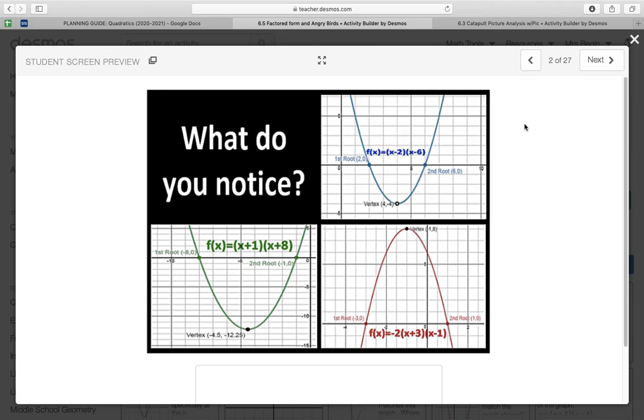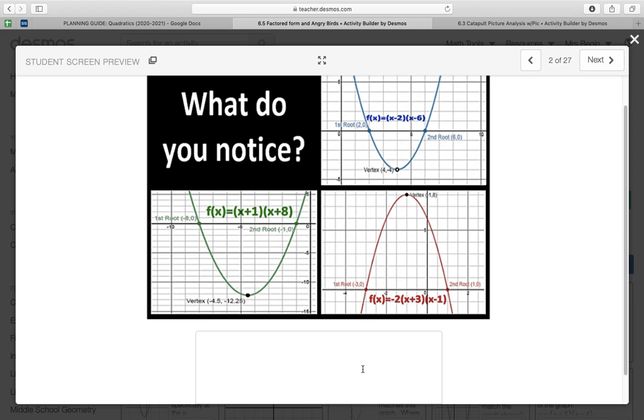We have 3 quadratics. The shape is the U-shaped graph, the parabola. I want you to take a look at it, and what do you notice about these 3 graphs? Look at the equation, look at the graphs, look at anything else that you see in the graph, and is there anything that you notice about these graphs? And then you can share down here.